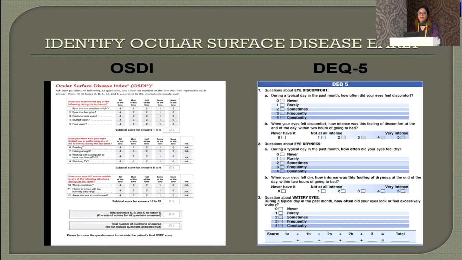Then we have simple questionnaires which are available on the web. The most commonly used are the OSDI and DEQ. So what we can do is ask our patients to fill the form, and just by looking at the severity of the complaints, we can assess the severity of the dry eye.